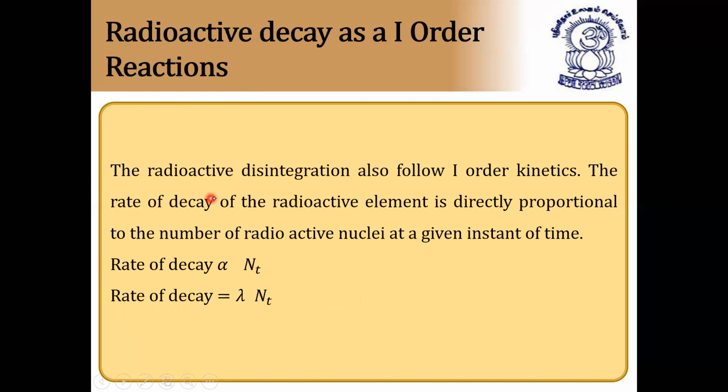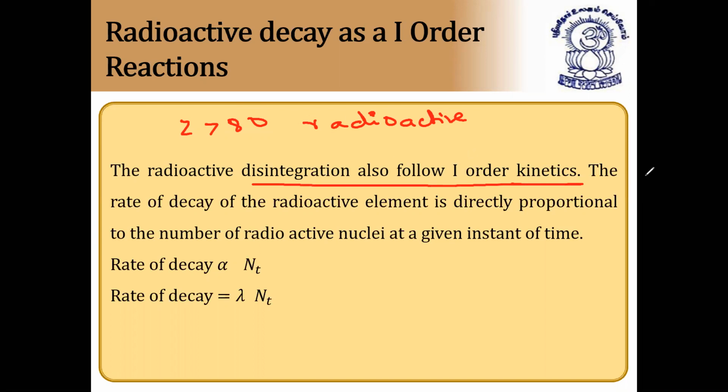Next, collision theory is over. So next we have the last topic in this chapter, radioactive disintegration, also called radioactive decay as a first order reaction. You already know the radioactive elements. Elements with atomic number Z greater than 80 are said to be radioactive. When they disintegrate, that disintegration follows first order kinetics, which means they also follow first order reaction.